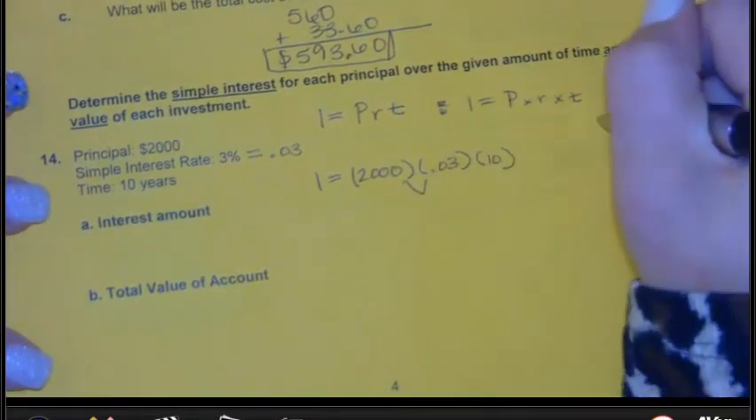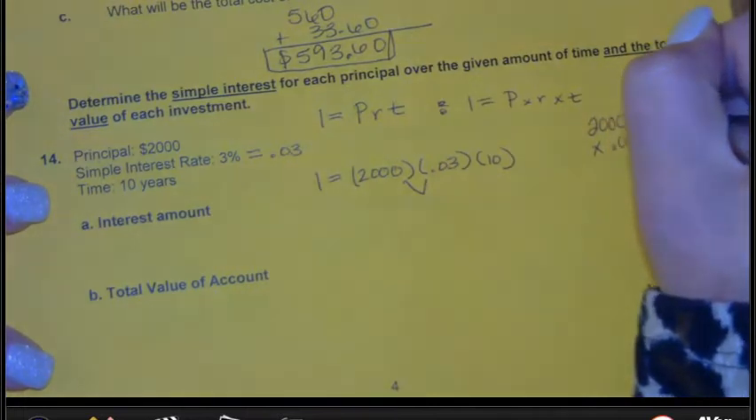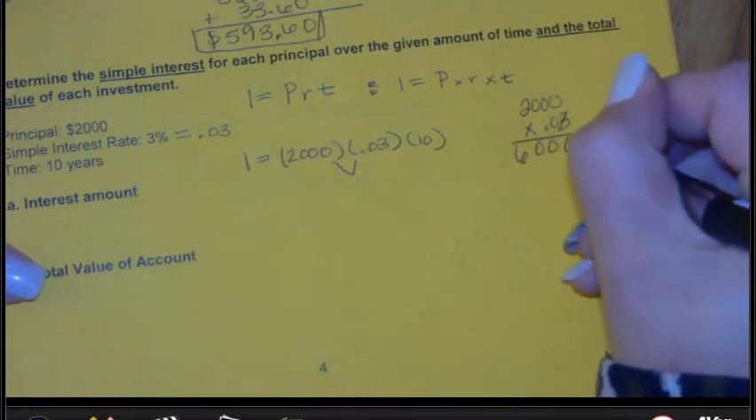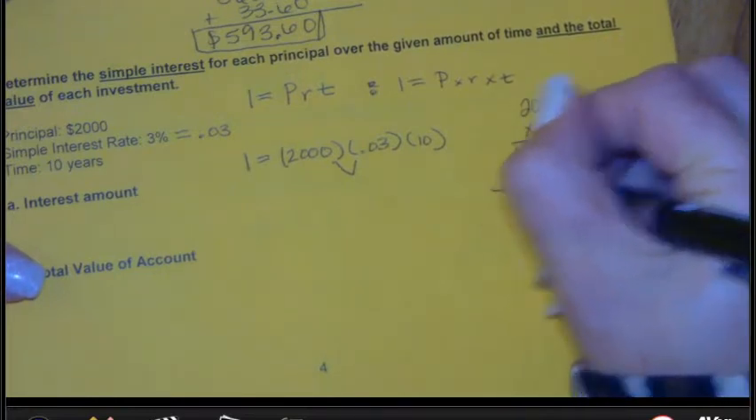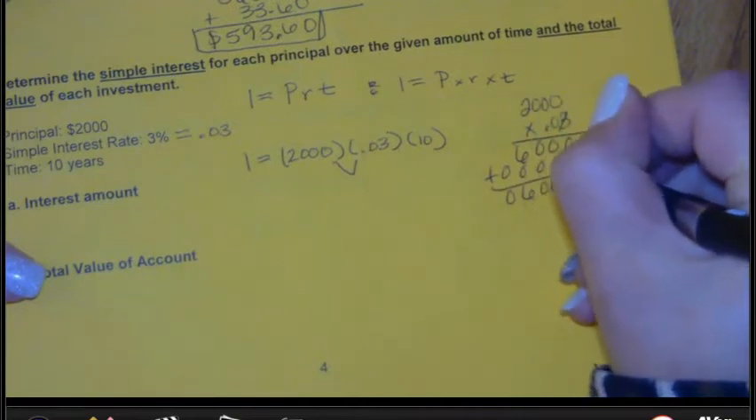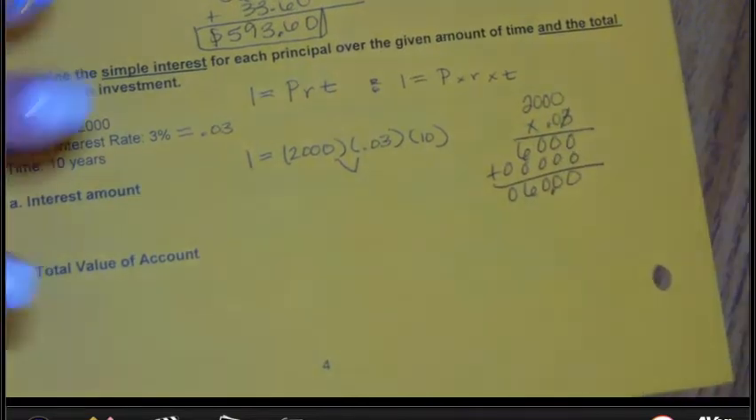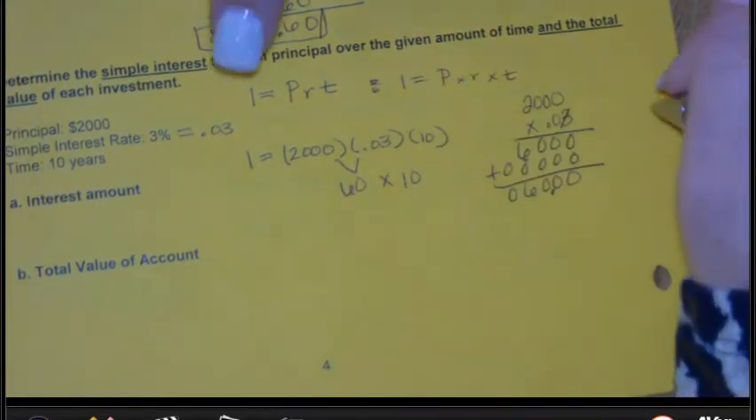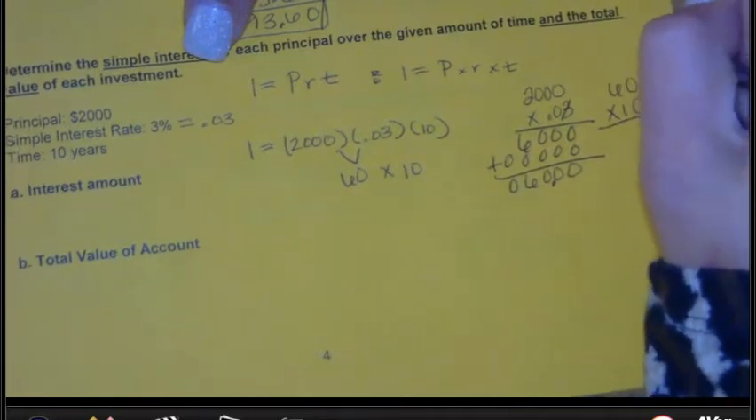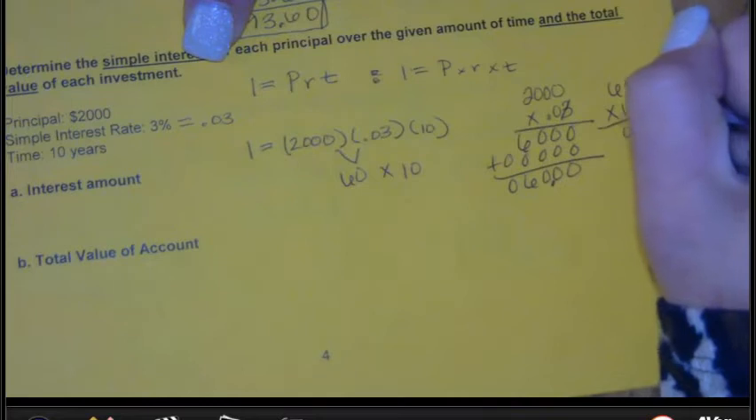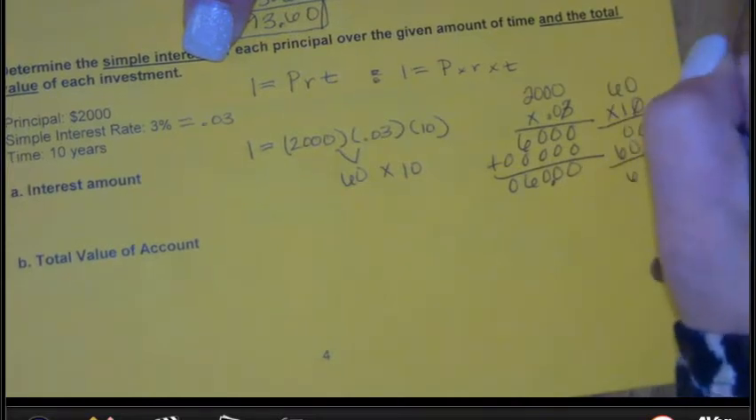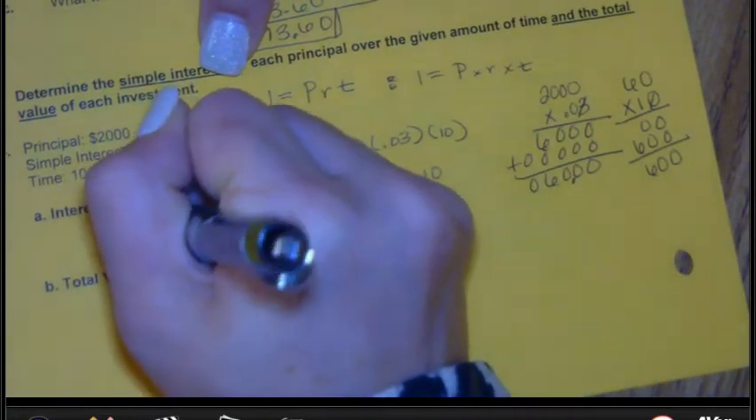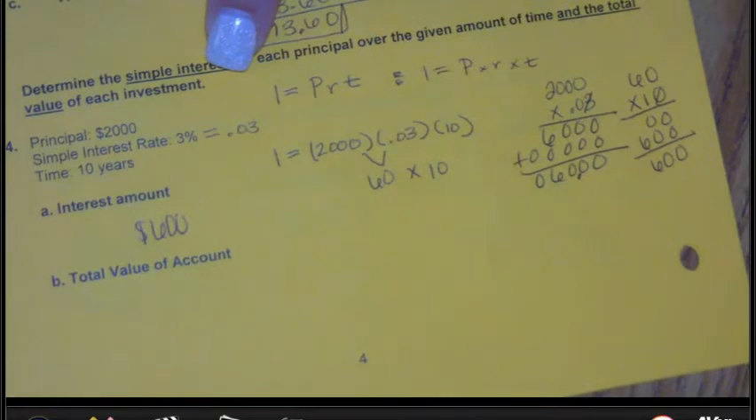Let's go ahead and multiply these two numbers first. So 2,000 times 0.03. 3 times 0 is 0. 3 times 2 is 6. Placeholder. 0 times anything is 0. I'm going to add all these numbers up here. 2 decimal places. So I get 60. And now I need to multiply that by 10 years. So 60 times 10. Well, 0 times anything is 0. 0. And then 6 times 1 is 6. And I'm going to get 600. So in interest, I earned $600.